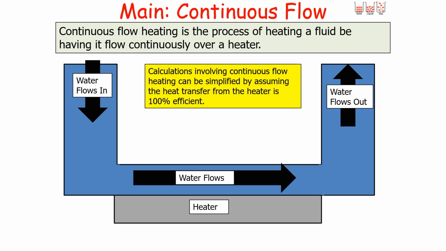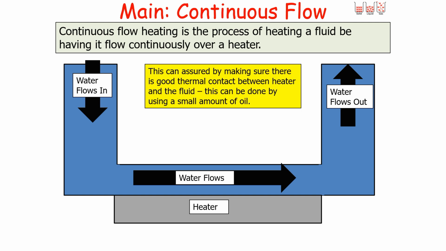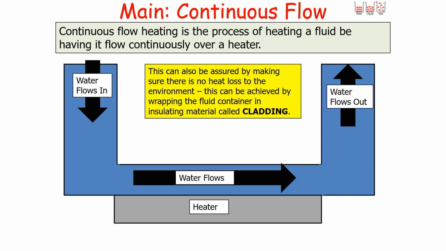Now, it's important to note that calculations involving continuous flow heating can be simplified by assuming the heat transfer from the heater is 100% efficient. This can be ensured by making sure there's good thermal contact between the heater and the fluid, which can be done by using a small amount of oil to lubricate the surface between the heater and the container the fluid is in. It can also be ensured by making sure there's little heat loss to the environment, which can be achieved by wrapping the fluid container in an insulating material called cladding.